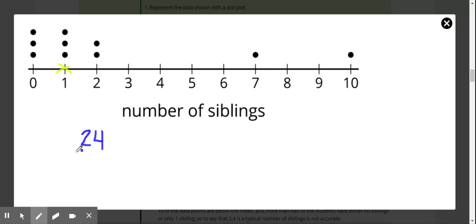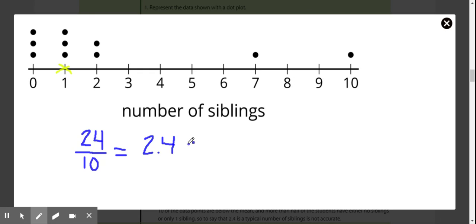You can add up all these points and just check me. And then you divide that by the number of scores. So 1, 2, 3, 4, 5, 6, 7, 8, 9, 10. There were 10 people in the class. So we're going to divide that by 10. 24 divided by 10 works out to be 2 and 4 tenths. So the typical person had about 1, but the average person in this class had 2.4 siblings.